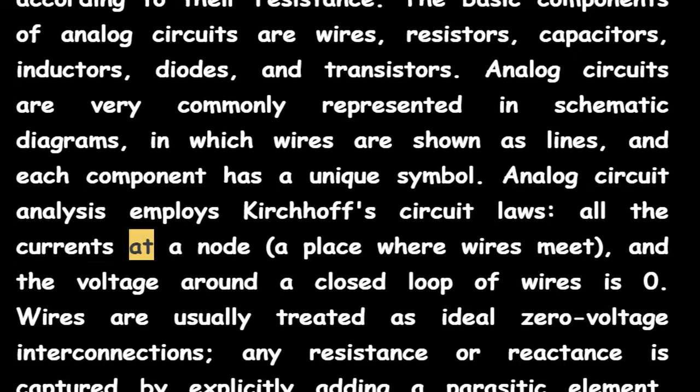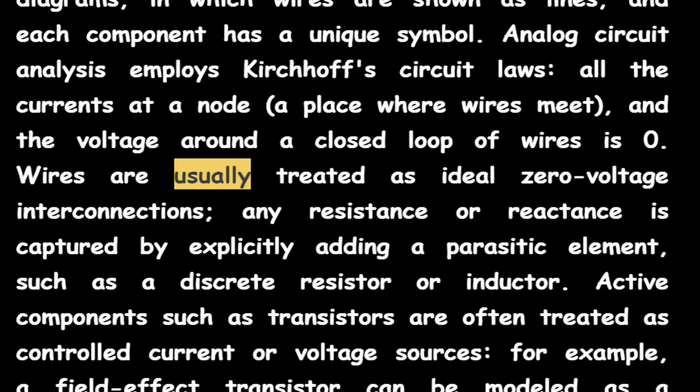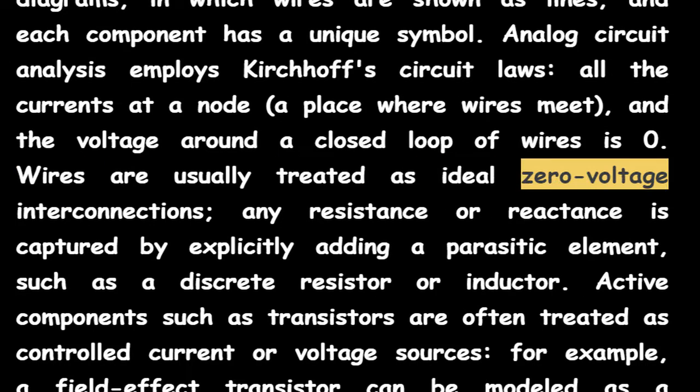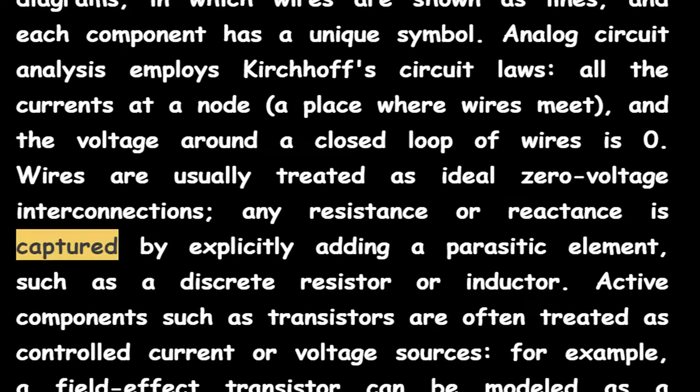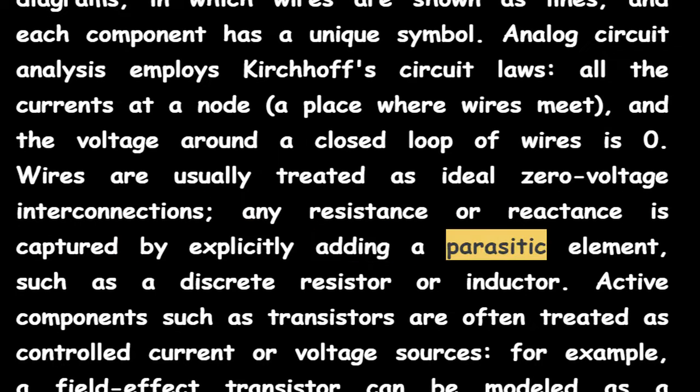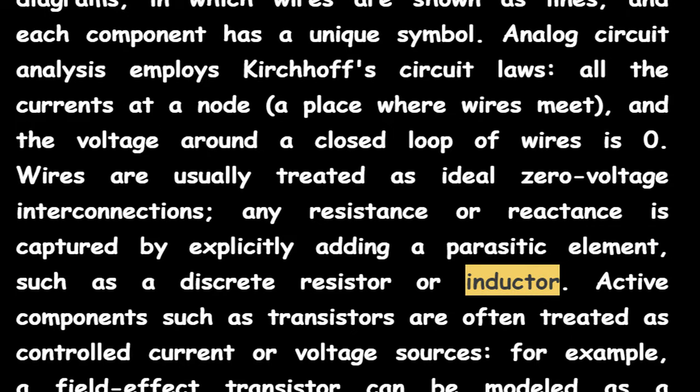All the currents at a node, a place where wires meet, and the voltage around a closed loop of wires is zero. Wires are usually treated as ideal zero-voltage interconnections. Any resistance or reactance is captured by explicitly adding a parasitic element, such as a discrete resistor or inductor.